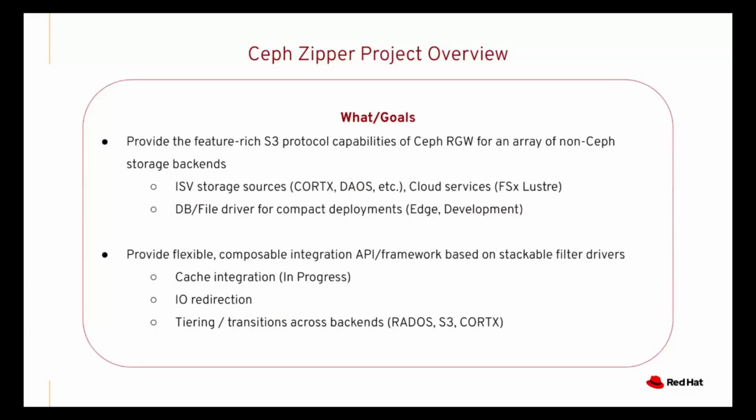For a while now, the S3 implementation in RGW has been considered a high-quality S3 implementation. It provides sort of best-in-class capabilities and testing. And so there has been interest in allowing us to provide these features for other storage systems besides just Ceph. So, for example, ISV storage sources like Seagate or Intel, or cloud storage.